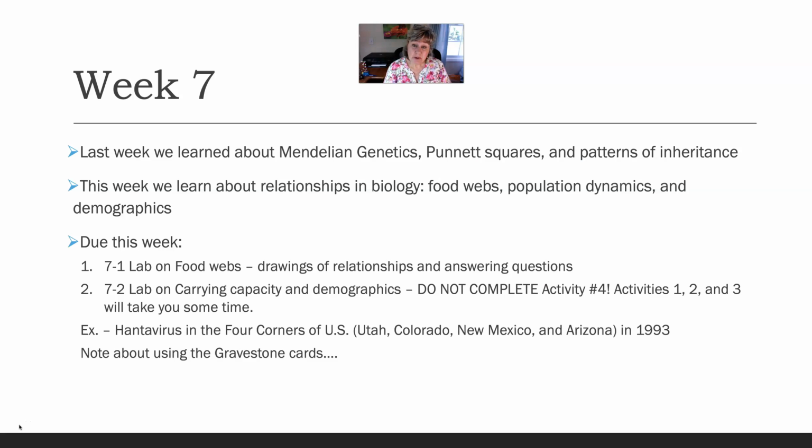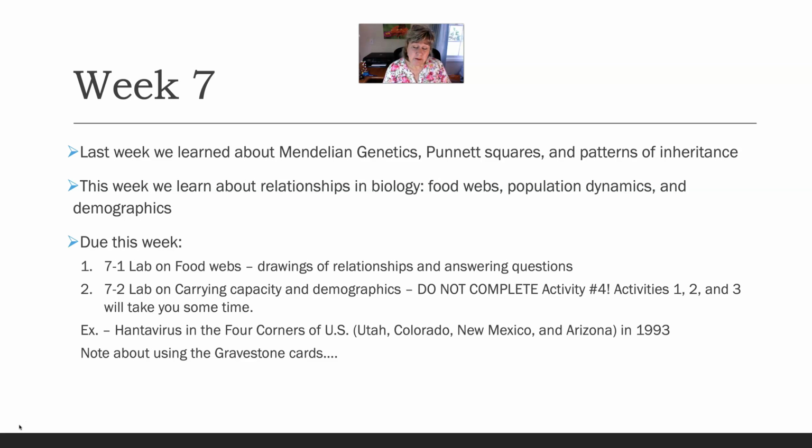Last week you learned about Mendelian genetics and different types of inheritance, like dominant and recessive traits and how those are expressed. We used Punnett squares to help us figure out what different types of possible offspring you could get from different crossings of individuals. And so you learned about some genetics, which is really good because it helps you understand how inheritance works, how traits are passed along into offspring, and how they are expressed.